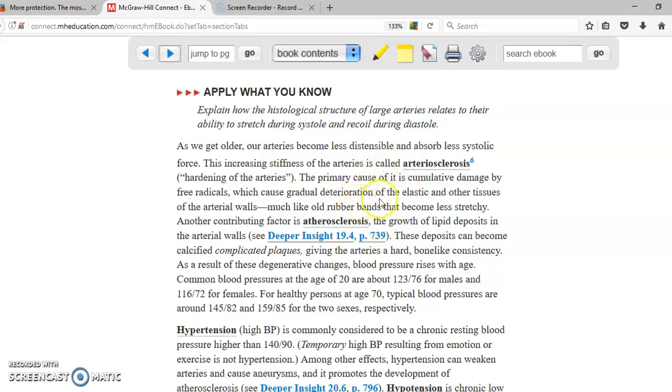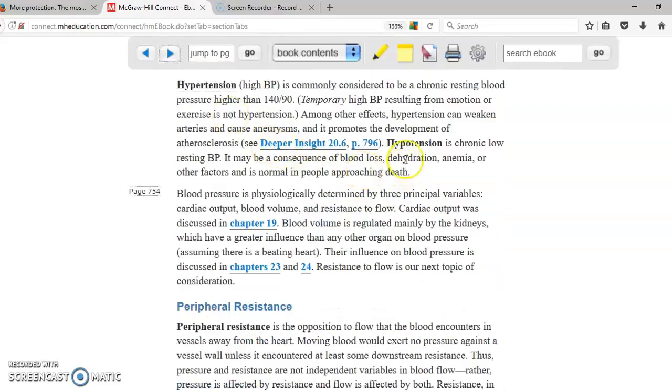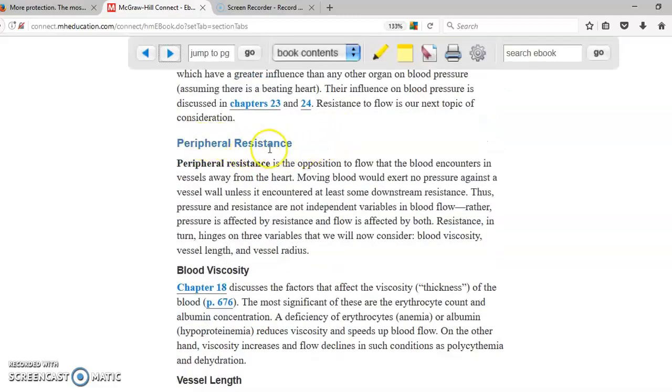So how do you call this increased pressure? Hypertension. And we also have hypotension. Usually blood pressure higher than 140/90 is considered hypertension. So now, what determines your blood pressure? Cardiac output, blood volume, and resistance. Blood volume is part of your cardiac output, and resistance is the forces that will stop this blood from flowing. So we have peripheral resistance. What's the peripheral resistance? All those forces that are going to stop the blood from flowing.